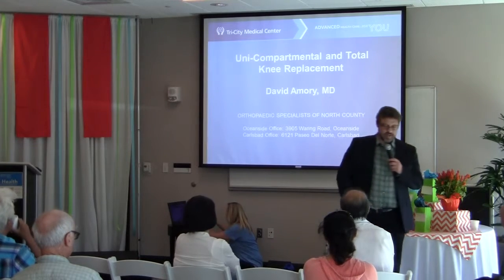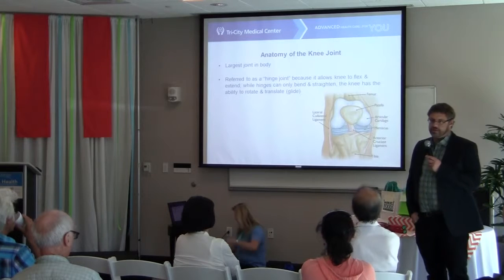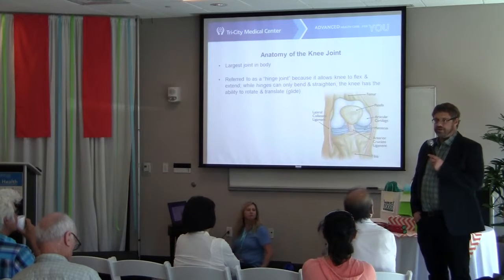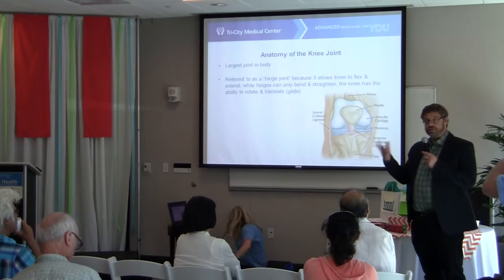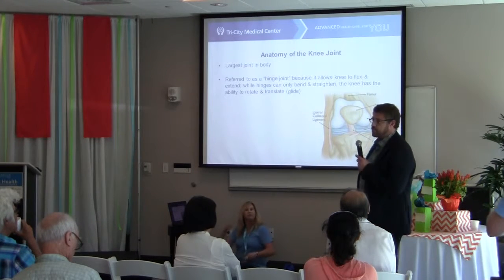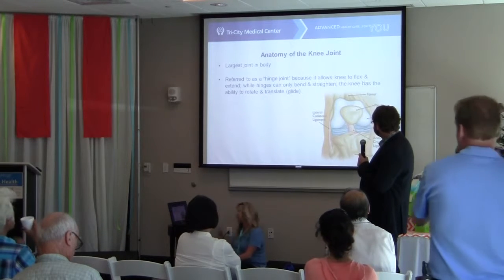The first part of the talk is about anatomy. And ultimately, osteoarthritis is wear and tear of the cartilage. I always analogize it to just wearing the treads out on your tires. It's just wear and tear. There's a genetic component to it in that some people are more predisposed to it than others. Next slide.